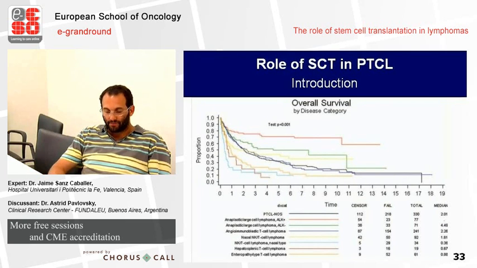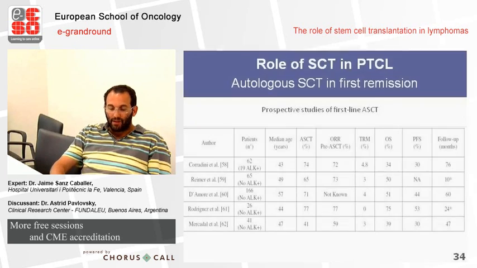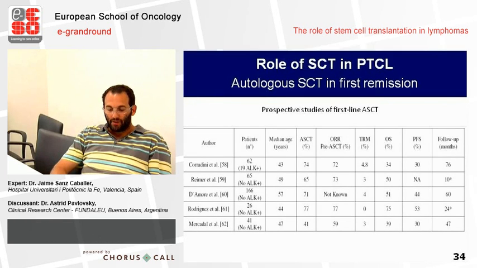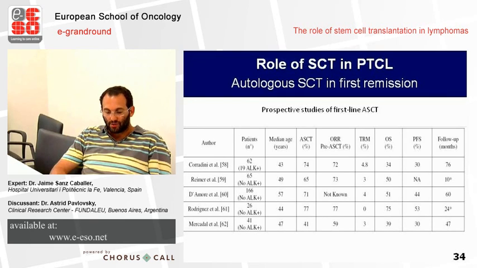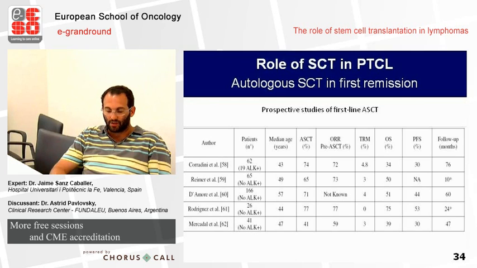Slide 34. There have been no randomized peripheral T-cell lymphoma restricted clinical trials evaluating autologous transplant in first complete remission compared to standard chemotherapy alone. However, there have been a number of prospective phase 2, retrospective, and randomized comparative group studies of autologous transplant that have included all types of high-risk lymphomas, including peripheral T-cell lymphomas.